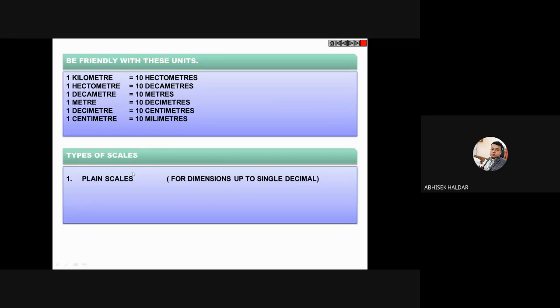centimeter, you can measure that, right or not? You can measure 5.1 centimeter easily. But if I ask you to measure 5.27 centimeter, can you draw it? Can you take that much length? No, sir, that is not possible, because that is not allowed in that scale. That means up to 2 decimals it cannot measure. So for that we may need a diagonal scale.